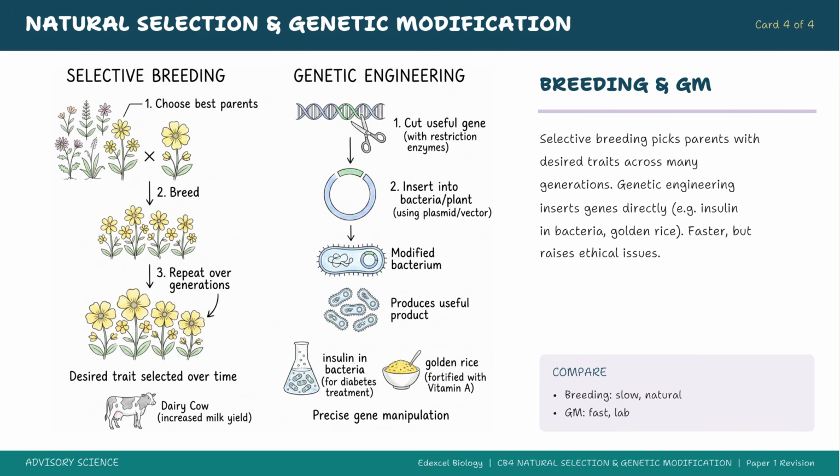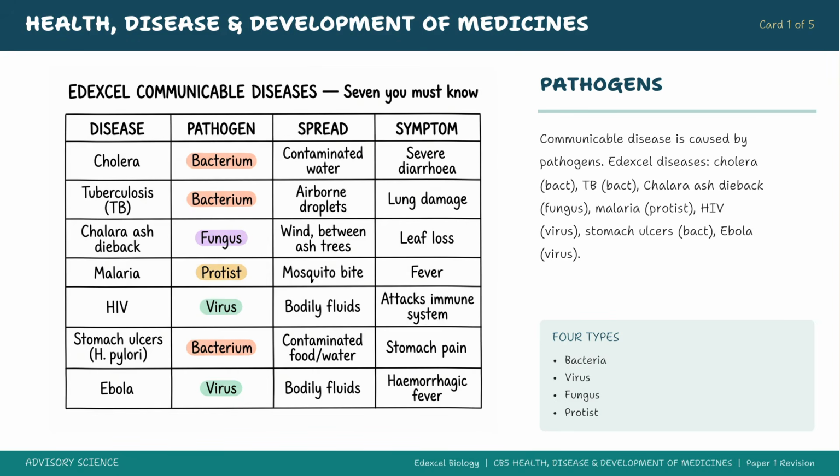Pathogens. A pathogen is a microorganism that causes a disease that you can catch from other people or other organisms. Diseases that spread from person to person are called communicable. Not every microorganism is a pathogen. Many bacteria are harmless and some are genuinely useful, like the ones living in your gut. There are 4 types of pathogen: bacteria, viruses, fungi, and protists.